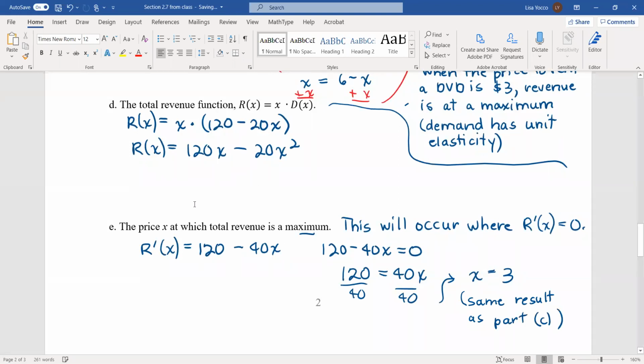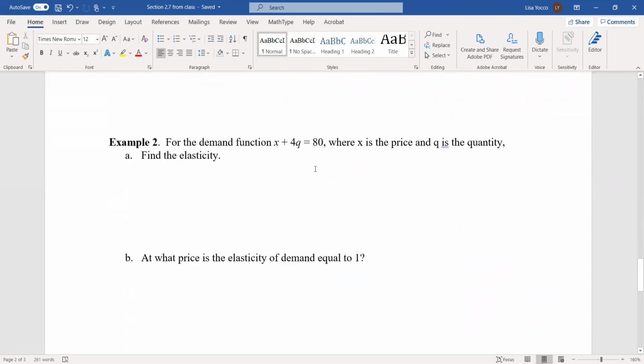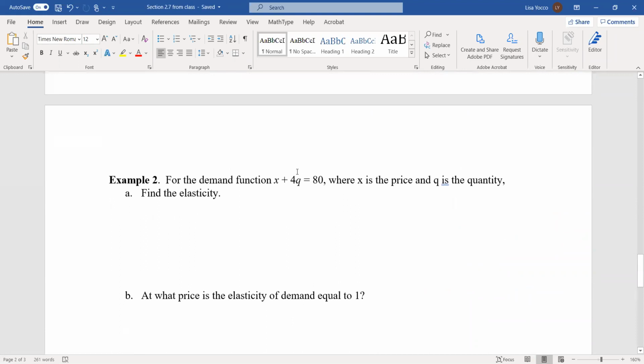Okay, now with me? Yes, yes, no, yes, no. Okay, so like I said, this is a pretty short section. Let's do example 2.